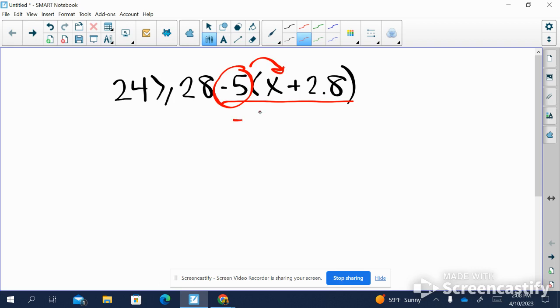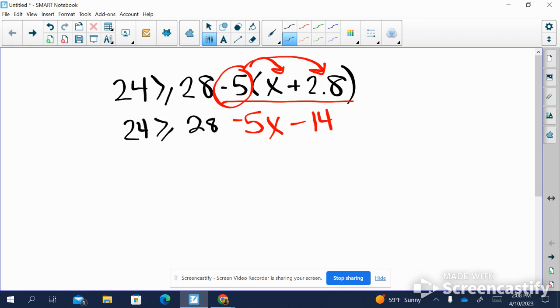So it's going to multiply to this x, so -5 times x is -5x. And it's also going to multiply to this 2.8. So -5 times 2.8 is a -14. Now I just simplified, so the 24 is greater than or equal to 28 stays. So I'm going to bring that down. So from the original, 24 is greater than or equal to 28, but now we're subtracting 5x and we're subtracting 14.